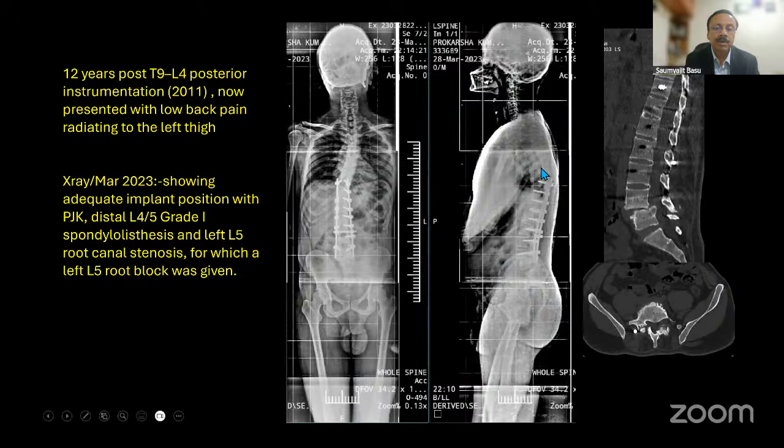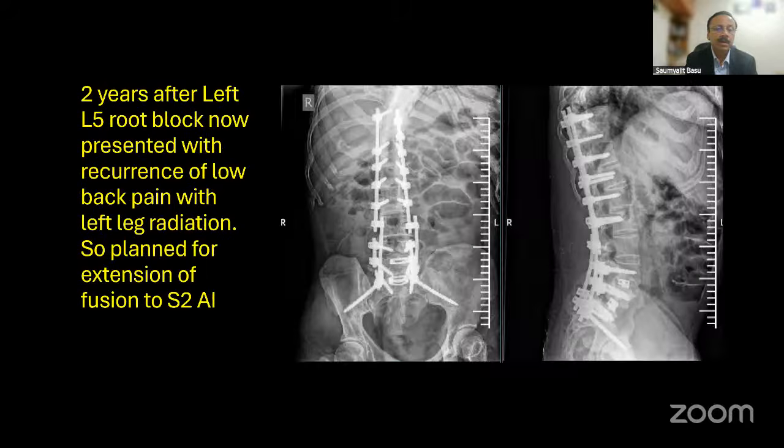This PJK never bothered him, but what he came back with was a listhesis due to significant degenerative changes here. And I don't know whether this was due to degeneration or whether there was a longer rod which was hitting the facet joint for 10 years. I'm not sure about this. I initially gave him a block, but he did not do well. He initially did well, and then the pain came back.